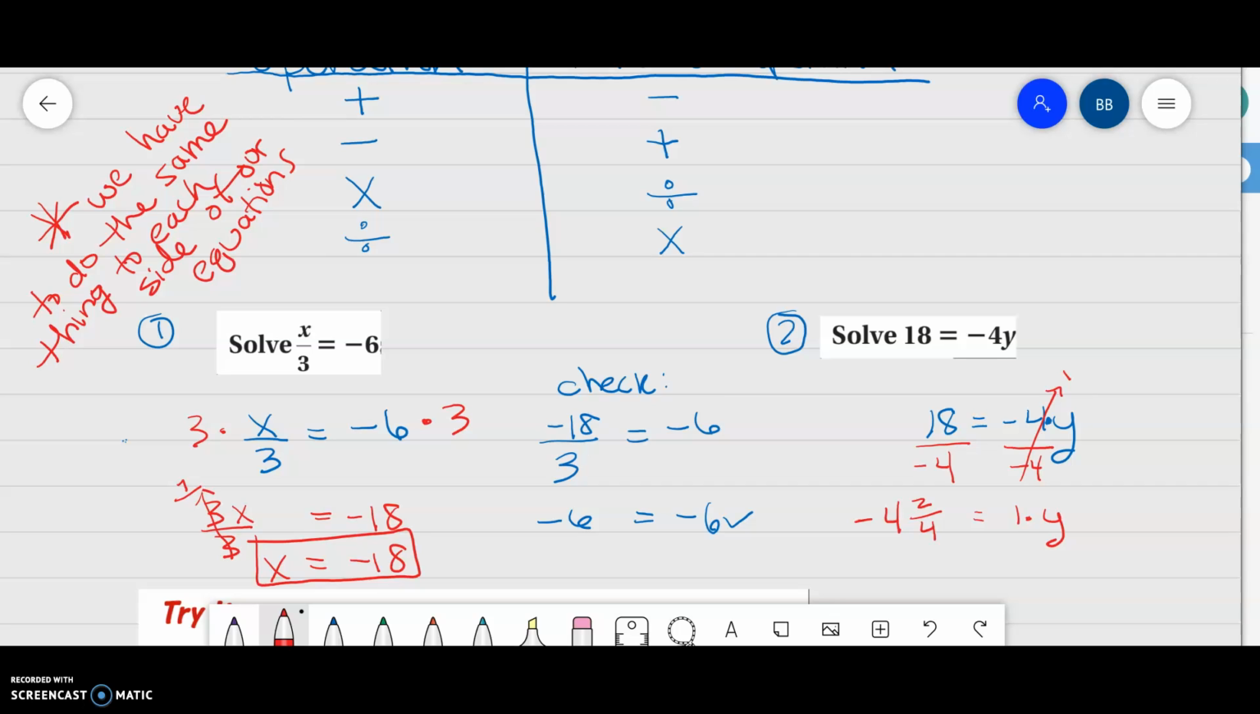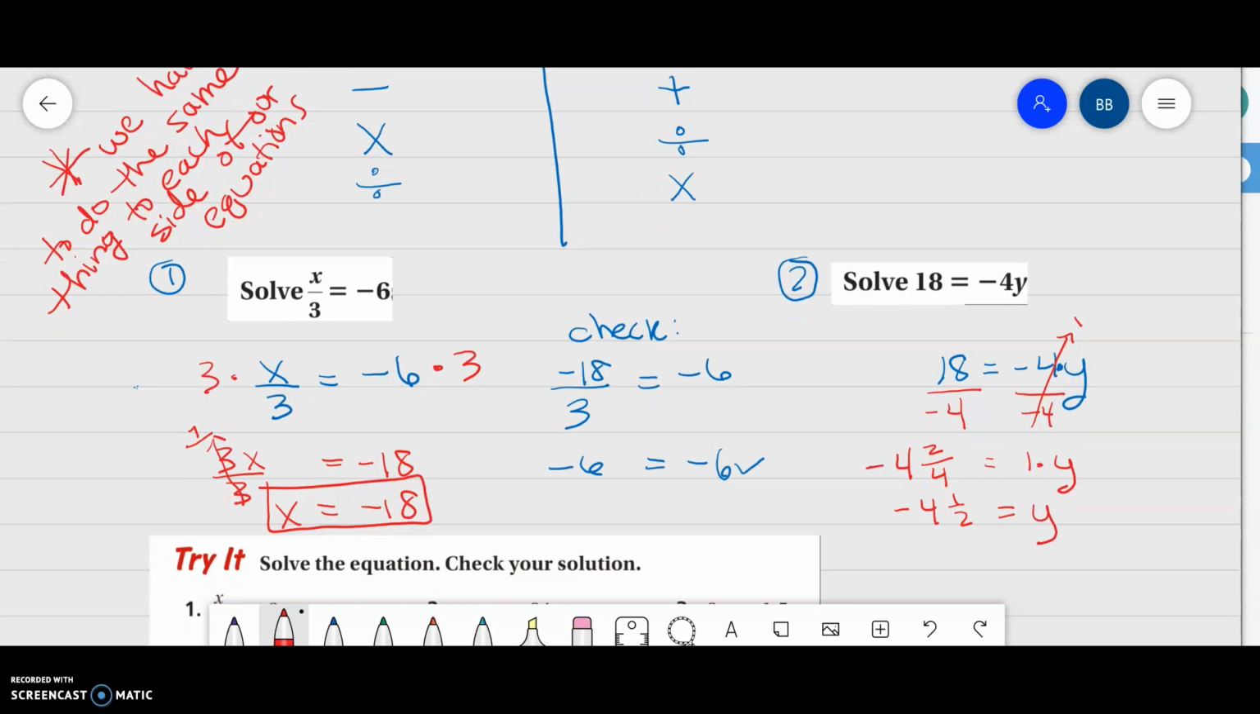So if I divide the numerator by 2 and the denominator by 2, that gives me negative 4 and 1/2 equals 1 times y, which we don't have to write the 1 times. We can just write equals y. So that is our answer for that.